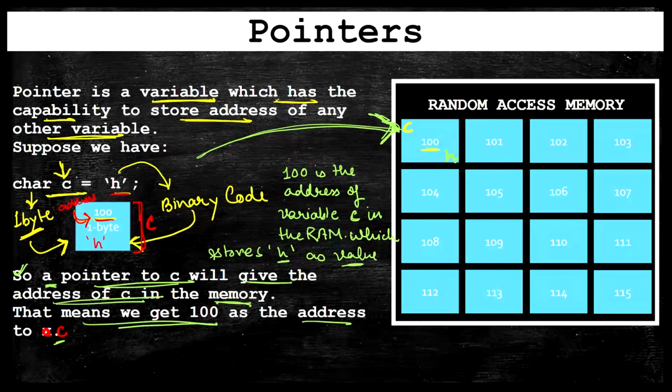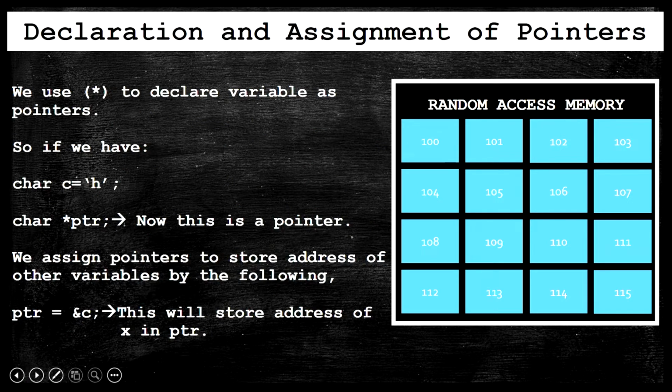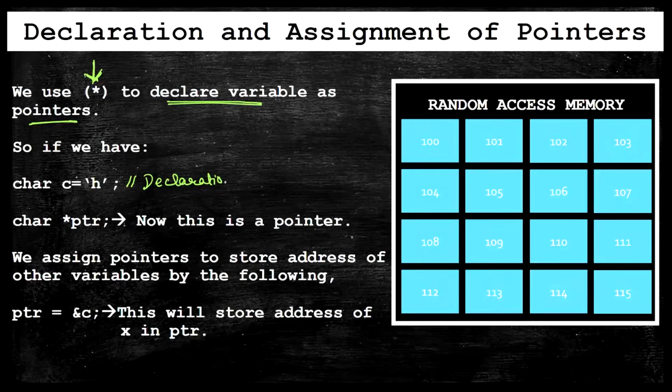So how do we declare pointers? Let's see how we declare pointers and assign them the address of other variables. We use this asterisk sign, that is star, to declare variables as pointers. So how will it look? It will look like char C equal to H. This is the normal declaration of a variable, the declaration of any random variable, not a pointer variable. Because this is normal, we already know this.